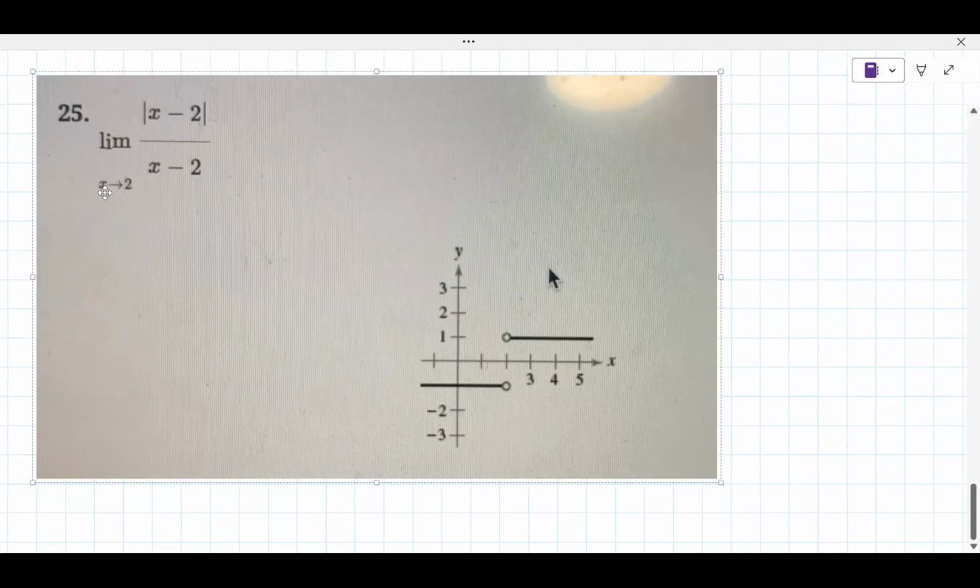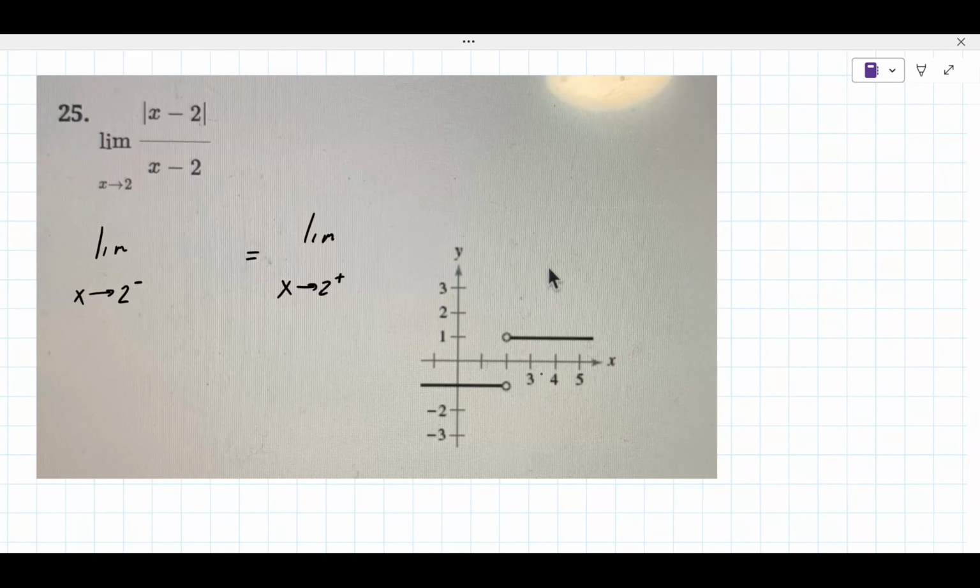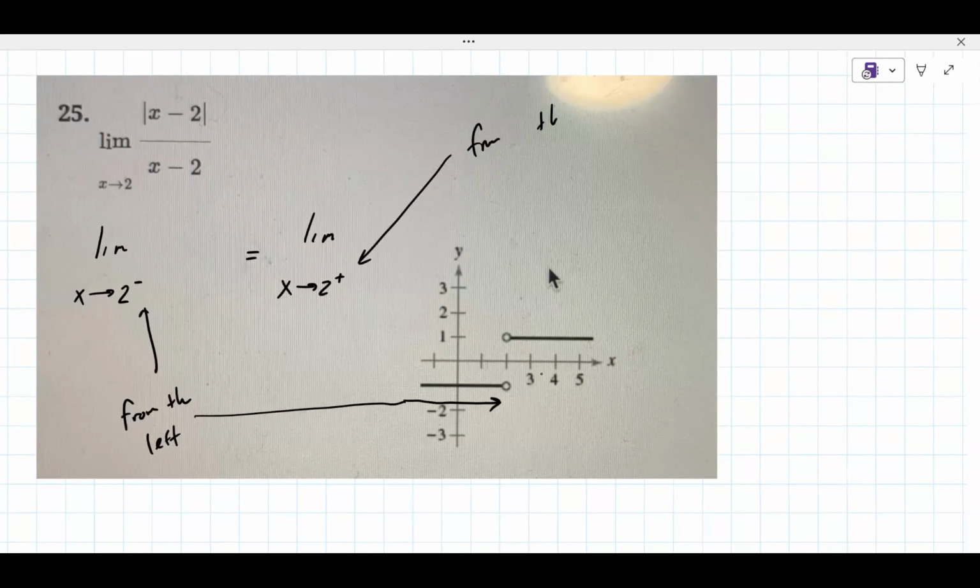But for a limit to exist at a number, like we talked about, you just put the number in. 2 minus 2 is 0. That's bad. They give you the graph to help. Now, for a limit to exist, here's what has to be true. The limit as x approaches 2 from the left has to equal the limit as x approaches 2 from the right. This negative here means from the left. This plus here means from the right. You're literally traveling from the right. What we're trying to decide is, are these y values the same? Are the outputs the same? And they are not. The limit from the left ends up being negative 1. The limit from the right ends up being positive 1. These are not the same. So the limit does not exist.